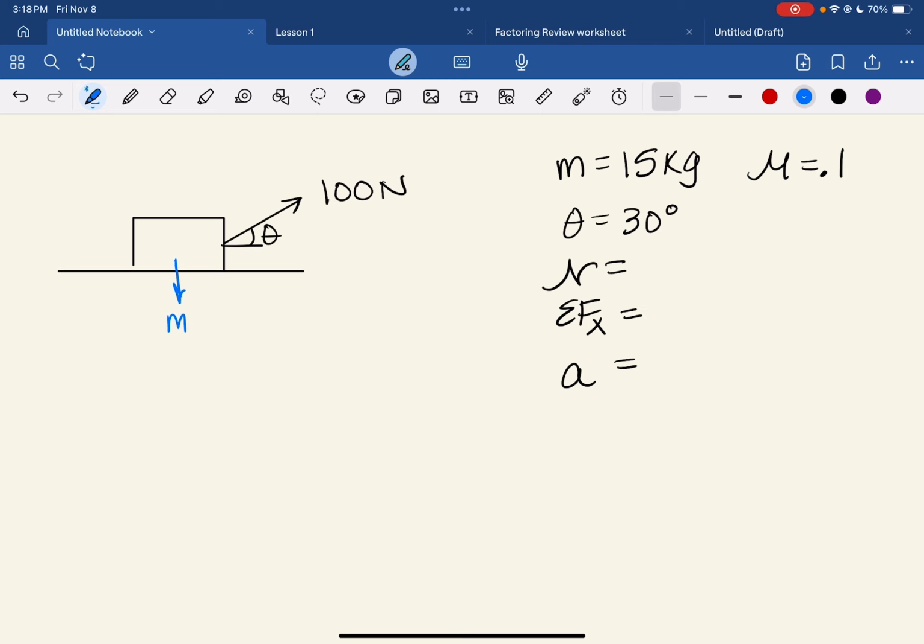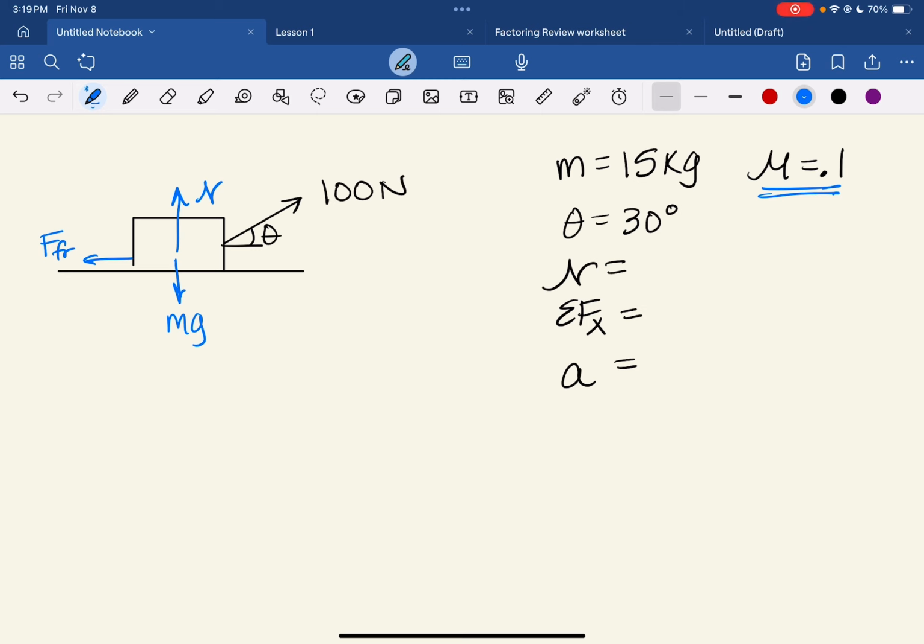So we're going to have mg going downward. From the surface, we have our normal force. And then I see this mu equals 0.1, so that means we have friction. So my force of friction. Notice that my vectors are not to scale. So just be aware of that.